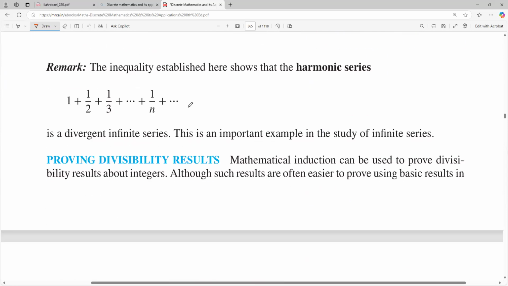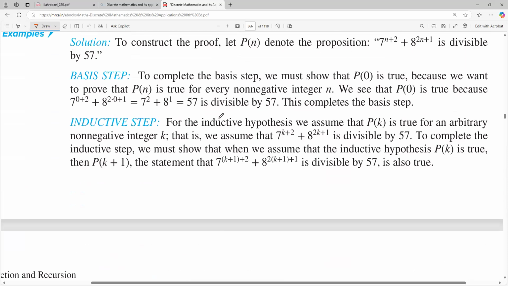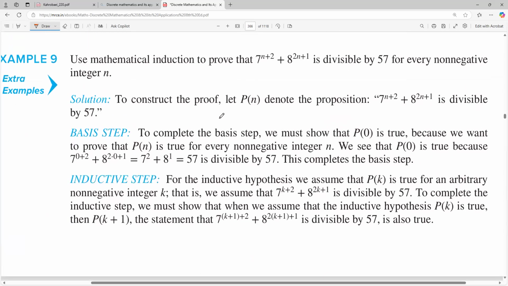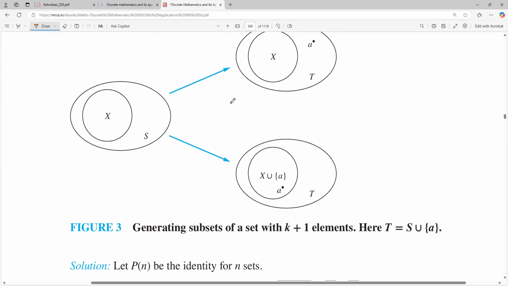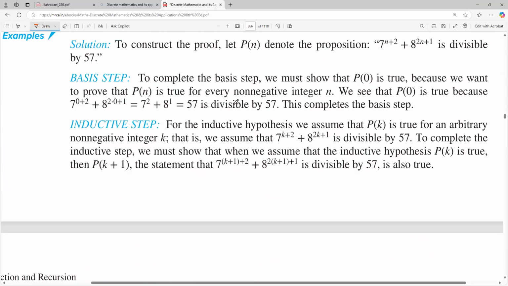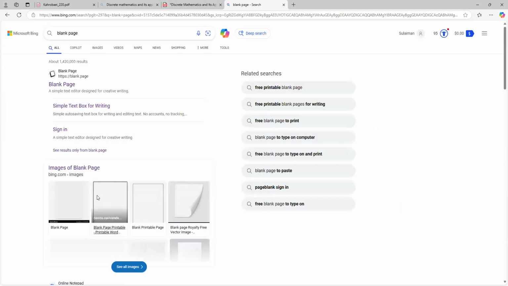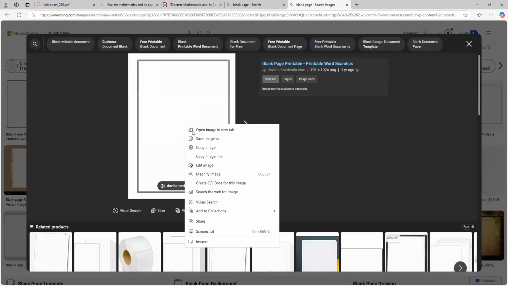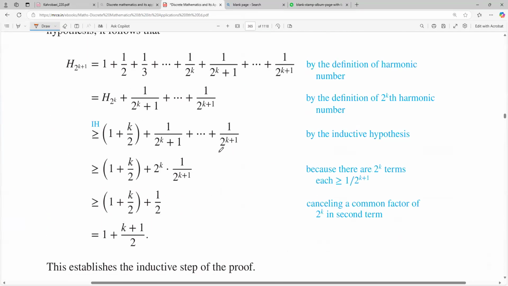Not harmonic series. There's a different one I want to show. Let's do it here. The blank page. Very nice. I want to show a different type of proof because there is this type of induction, scroll up a bit.